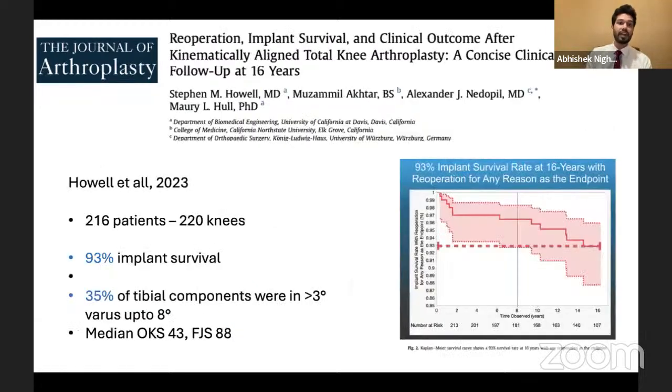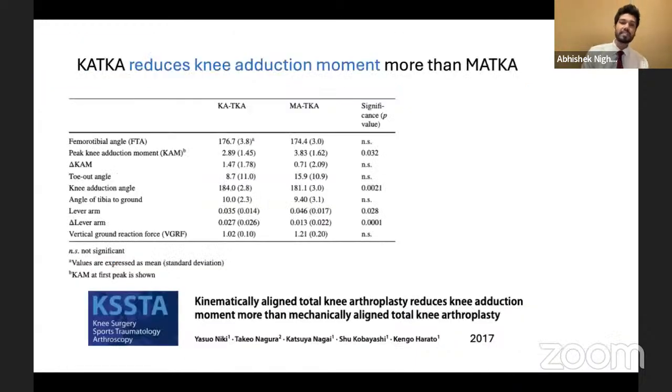Another paper, which was again published by Howell et al. recently in the year 2023, has 220 knees with a 6-year follow-up, and shows that the implant survival is 93%, out of which tibial components of 35% of those are up to 8% varus, which means that tibial varus is perfectly compatible with implant survival. The Oxford knee score here was also 43 and the forgotten joint score was 88, which is also significant.